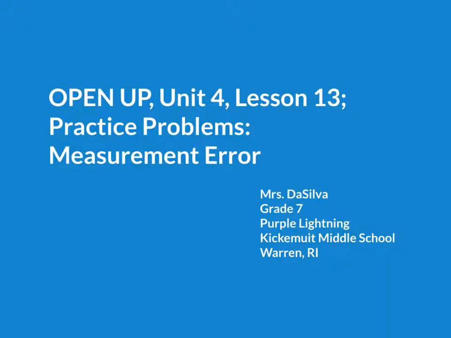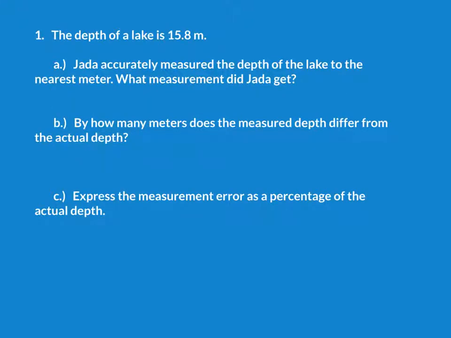Okay, so in this lesson, we've been dealing with measurement error. So here we are, our first problem. The depth of a lake is 15.8 meters. Jada accurately measured the depth of the lake to the nearest meter. So that means the nearest meter, what measurement did she get?